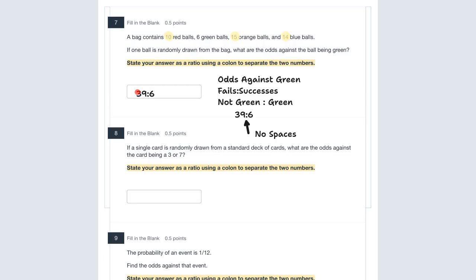Most common mistake on this one is to use the total number of balls. Notice that this is just fails to successes. There are 45 balls, but that number doesn't appear in our answer. Odds statements do not contain the total. Odds statements are the ratio of fails to successes. Those are odds against.